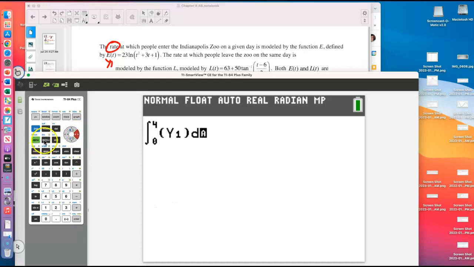And what do I put over here? X, and I hit enter. And that's what you need to write down. But replace the Y1 with the E of t. Okay?